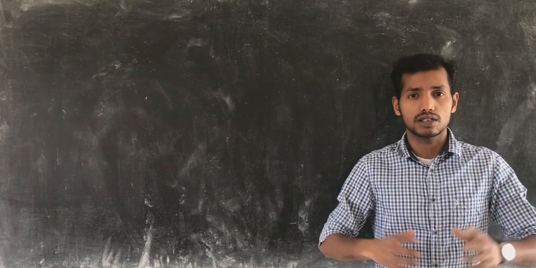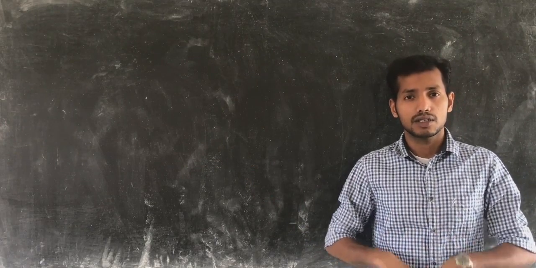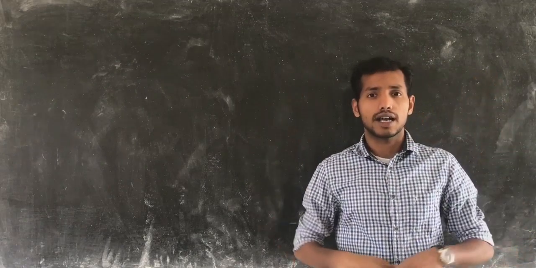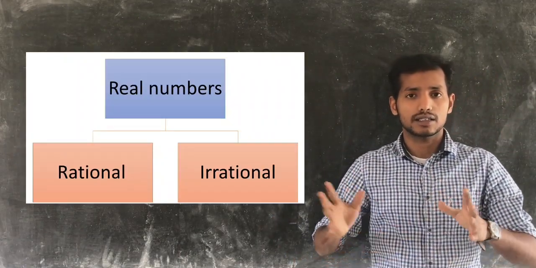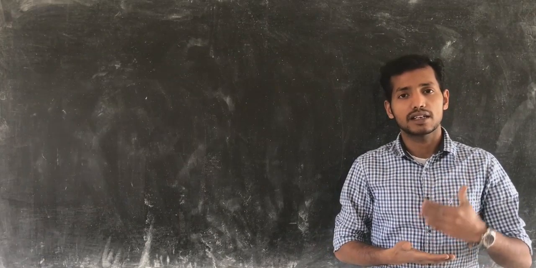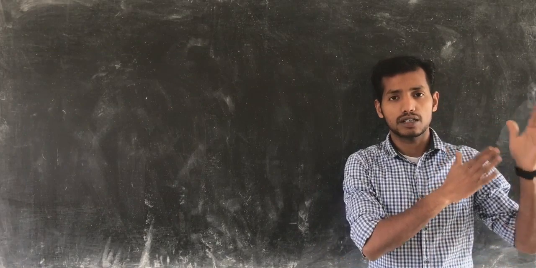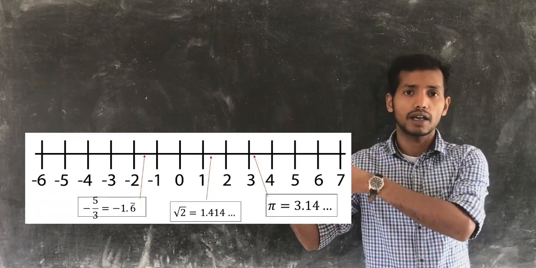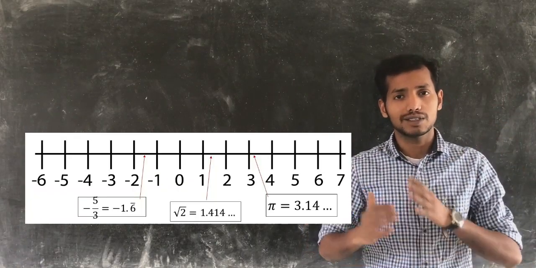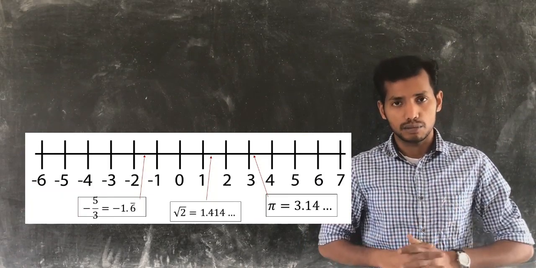So these are called irrational numbers. And finally our question is, what are real numbers? Real numbers are nothing but a collection of rational numbers and irrational numbers together. That means a real number is one we can represent on the number line. Minus 5 by 3, root 2, pi, these all are real numbers, whether irrational or rational.